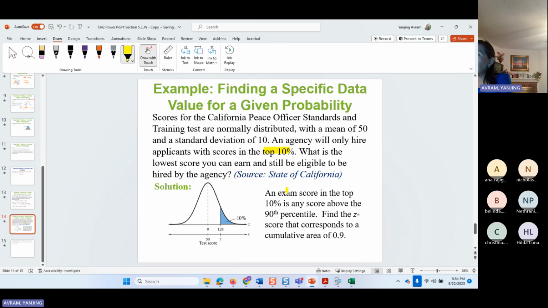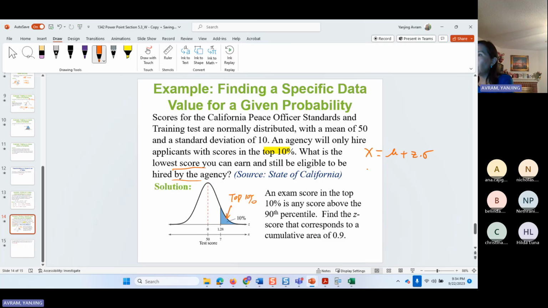Now you need to know what the top 10% means. The top 10%, the highest 10%, is the area to the right. If we set the bottom 10%, the lower 10%, that will be the area to the left. Since this one is the top 10%, it must be the area to the right. What is the lowest score that you can earn and still be eligible to be hired by the agency? So apparently we want to find a data value, and the data value is mu plus z times sigma.